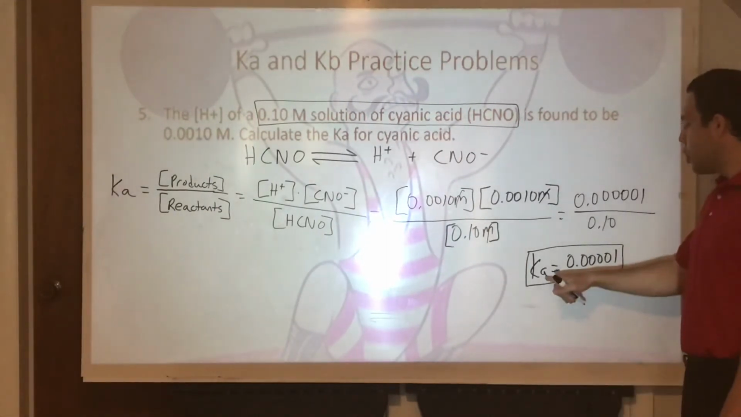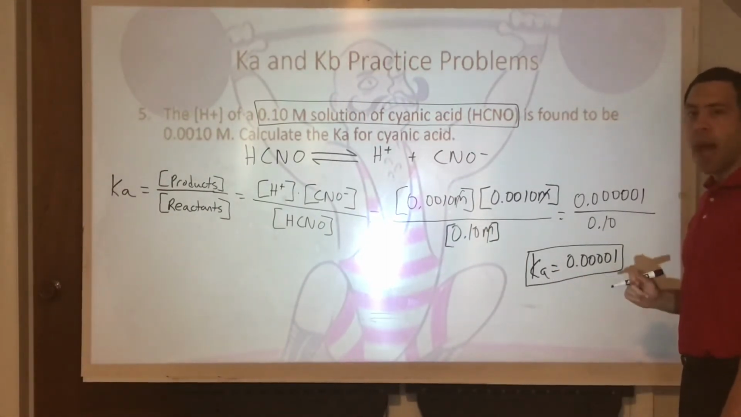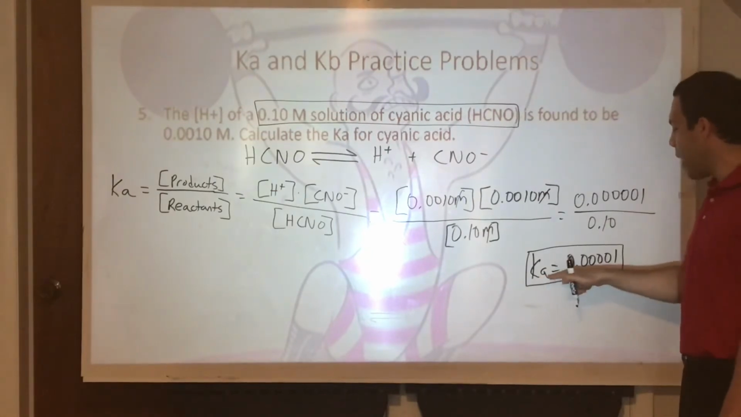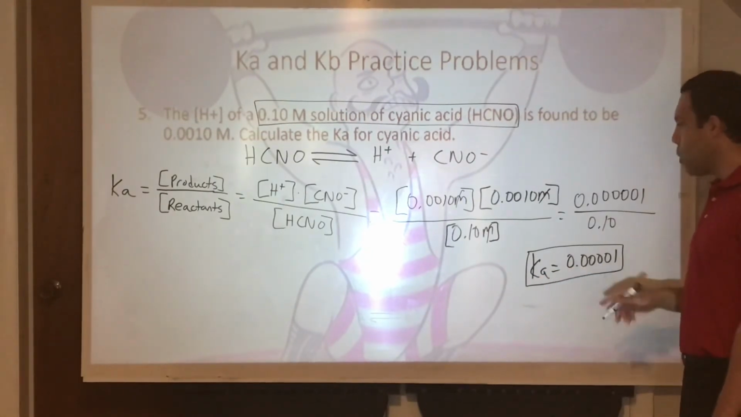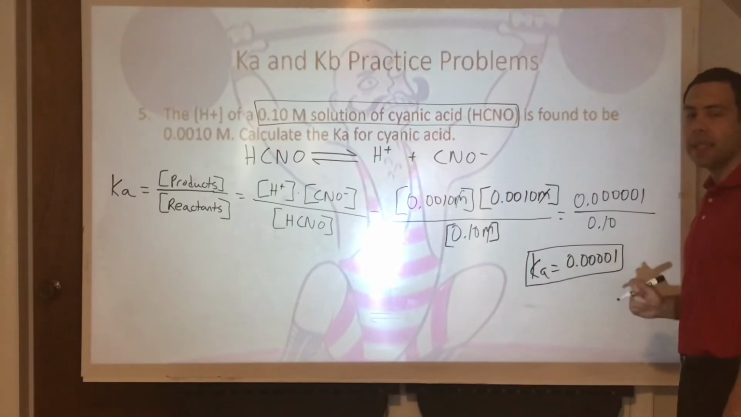Remember, just like when we did equilibrium constants, a Ka value of less than 1 will give us a weak acid.